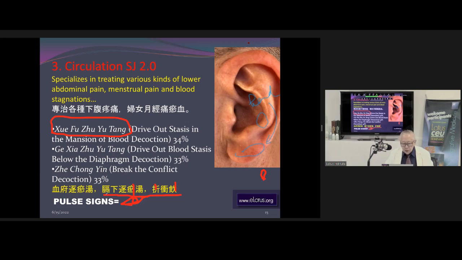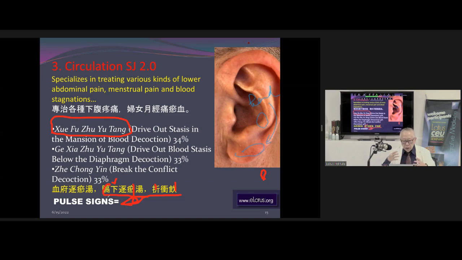Ge means diaphragm, xia means under. So I use this ge xia zhuyu tang for the middle jaw, for problems in the middle. Stomach, liver, gallbladder, and kidneys. So for some kidney problems, where the circulation, the filtration rate of the kidney is lowered somehow, not functioning properly, I use ge xia zhuyu tang as part of my combination.